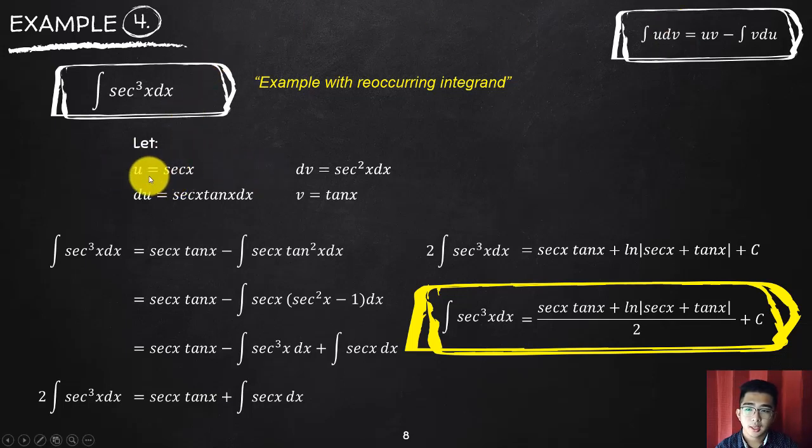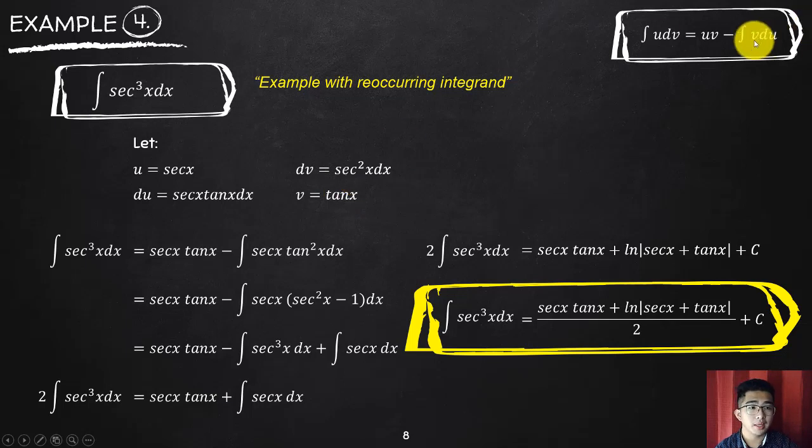What did we do here? u being equal to secant x, and then dv being equal to secant squared x dx. So unlike the previous examples, I did not let dv be equal to dx alone. What we did is we separated secant x and secant squared x from secant cubed x. If we let u be equal to secant x, du becomes secant x tangent x dx. That's the differential of secant x. And if we integrate dv, the integral of secant squared x dx is tangent x.